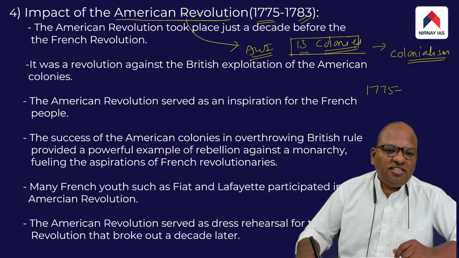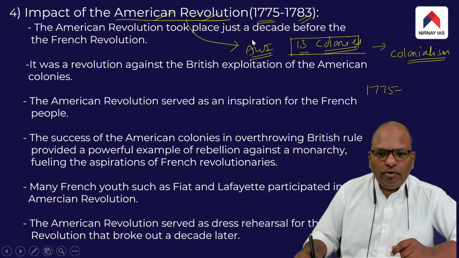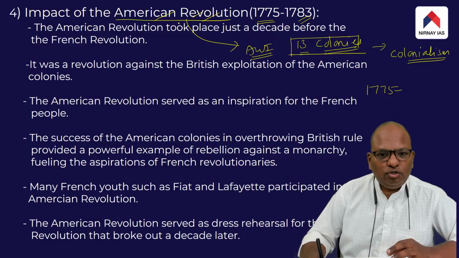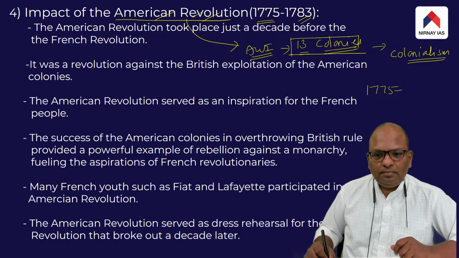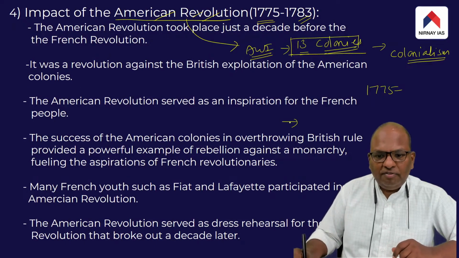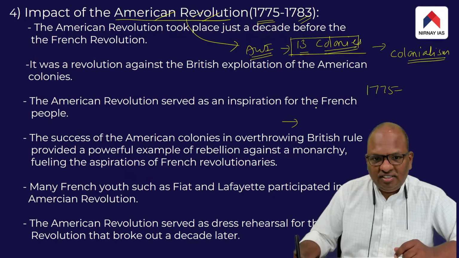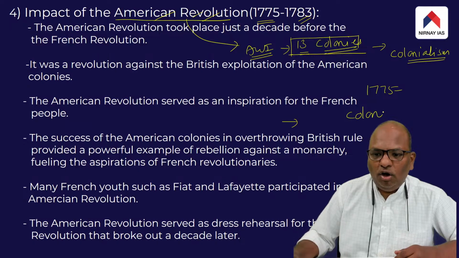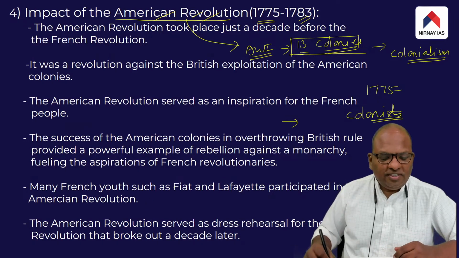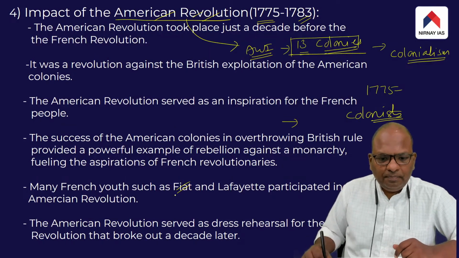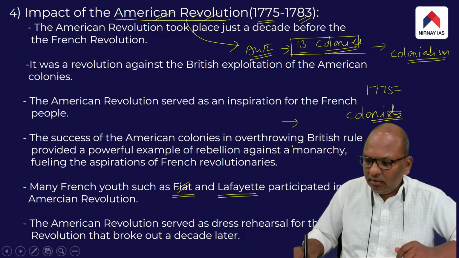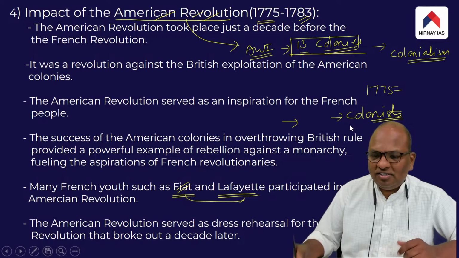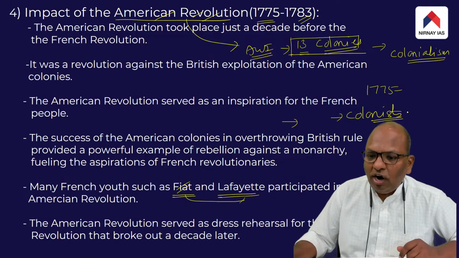That's the point. So the point is, during the course of this American Revolution or American War of Independence, a number of French nationals went all the way to the United States to participate in the war on the side of the colonists. Say, for example, one such French national who participated in this American Revolution was Fiat, and another is Lafayette. Both happened to be French individuals, but both participated in the American Revolution on the side of the 13 colonists. They helped the colonists in becoming free from the British control.